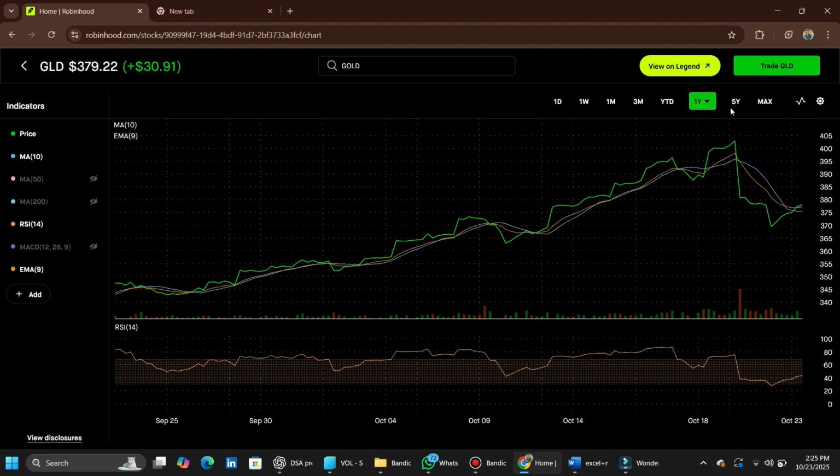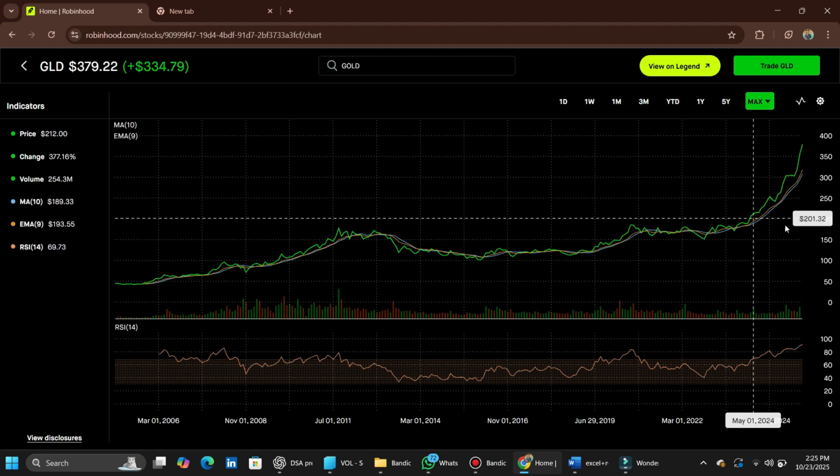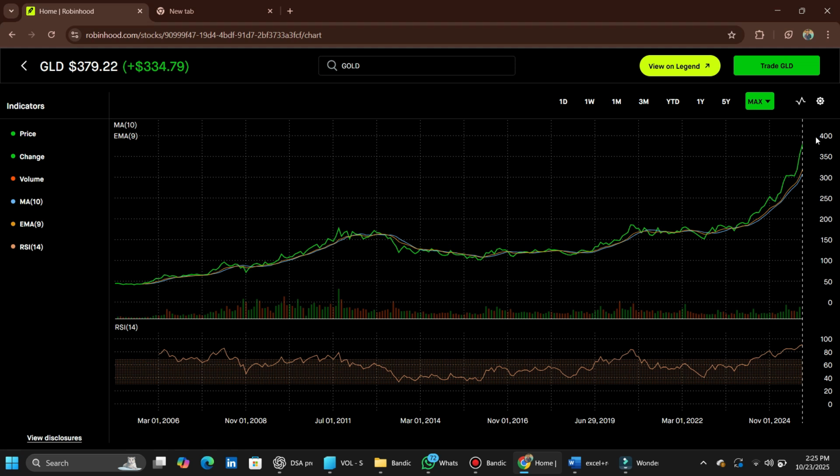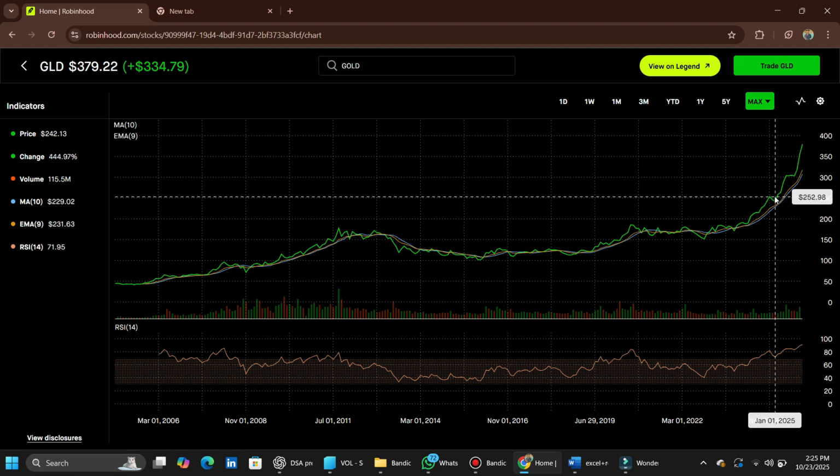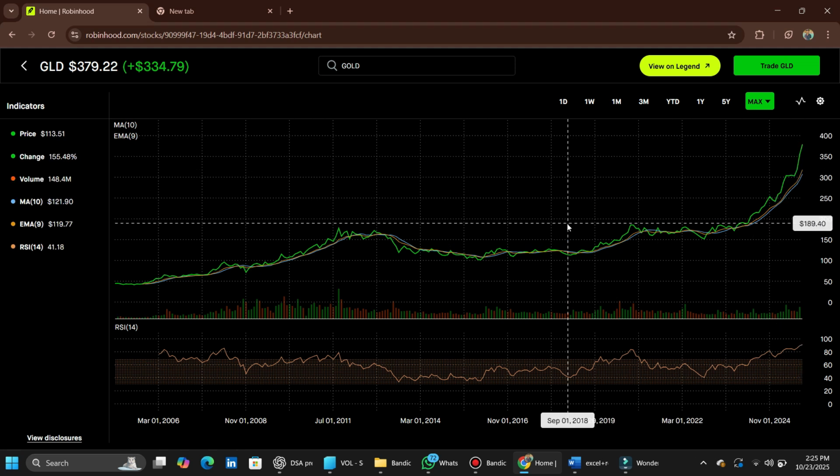Now, to read volume, look at the small bars below the chart. These represent the trading volume for each candle. A tall volume bar means many people traded during that period, and a short bar means lower activity.